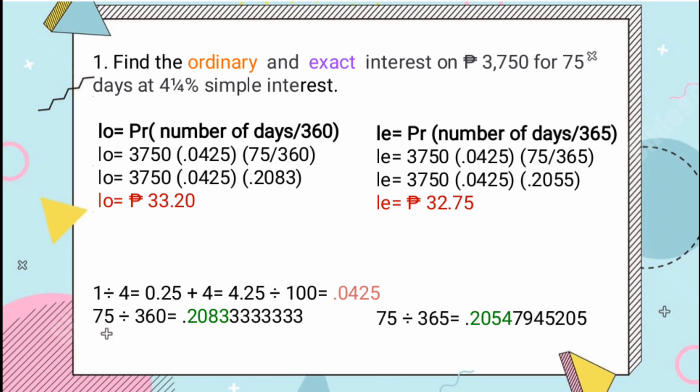So, always remember in the 4 decimal places. Okay, after you get that one, you need to multiply P and R and then yung number of days divided by 365. So, exact interest now is 32.75 pesos. So, that's how you solve the ordinary and exact interest.